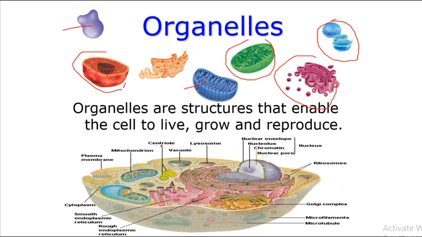And apart from cell organelles, we have what we call cell inclusions, which can include starch droplets, lipid droplets. Those are some of the cell inclusions. And the organelles are structures that enable the cell to live, grow, and reproduce.